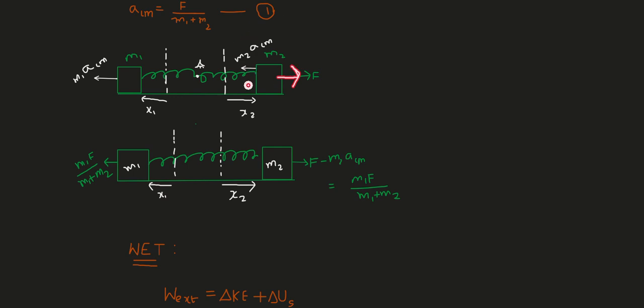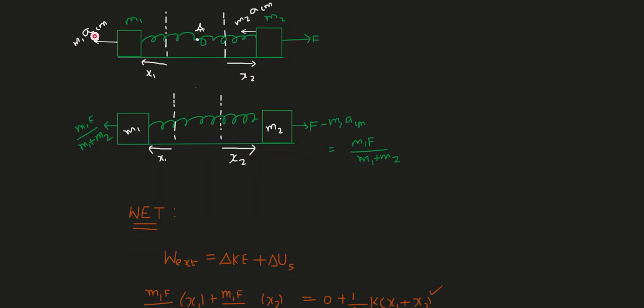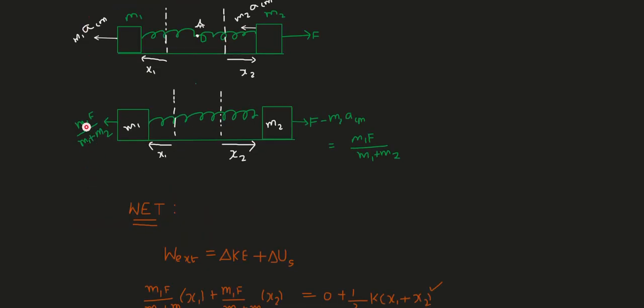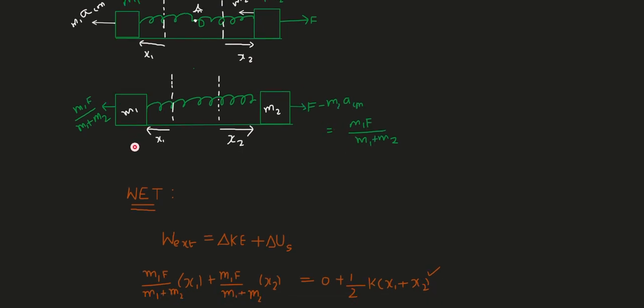So the net force on this is F minus m2 into a_cm. This block moves right side by x2 and this block moves left side by x1. These are the displacements of the bars. Then if we substitute acceleration of center of mass from equation 1, we get m1 into F by m1 plus m2 on m2: F minus m2 into a_cm. If we solve this, we get m1 into F by m1 plus m2. So basically, we get equal forces on both the bars.